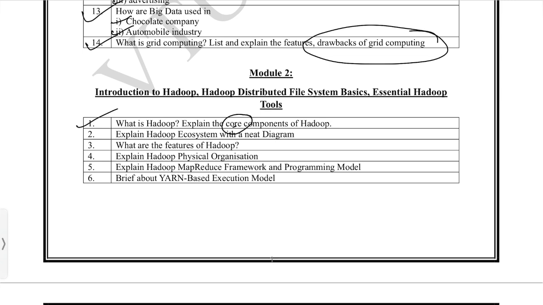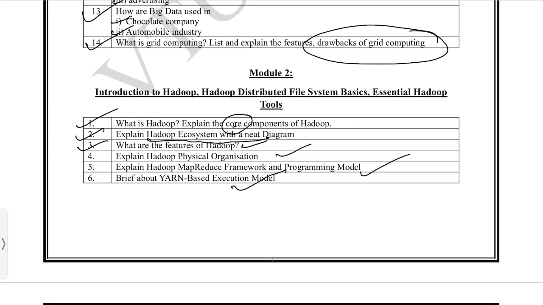That is MapReduce 1, MapReduce 2. Then you have HDFS. Then you have YARN. Then the ecosystem with a neat diagram. You have to explain what the features of Hadoop are. Then explain the Hadoop physical organization. Brief about the YARN execution model, and explain the MapReduce framework with the programming model.